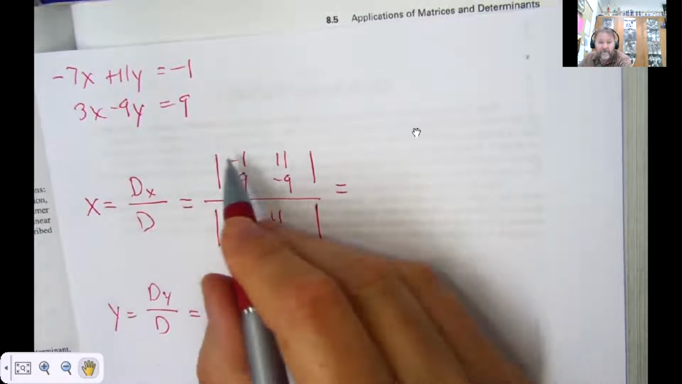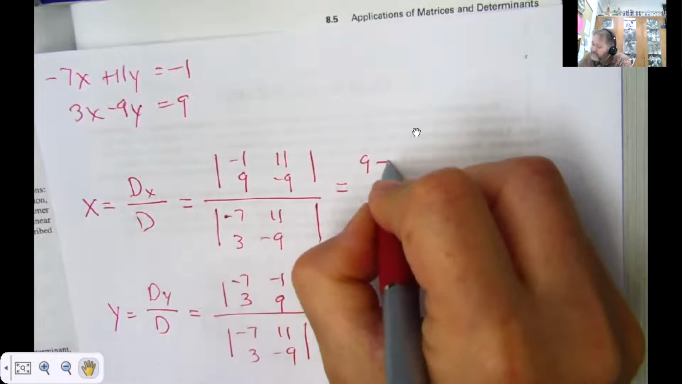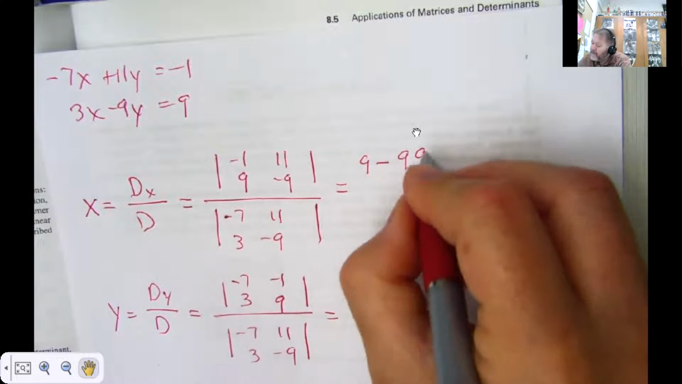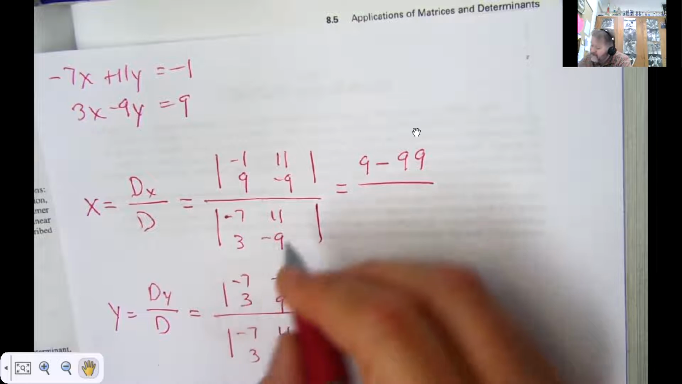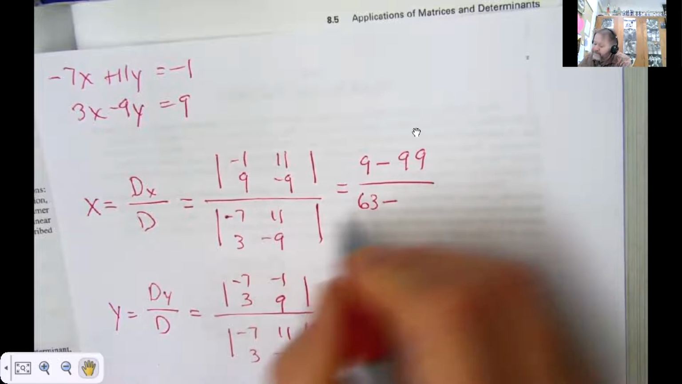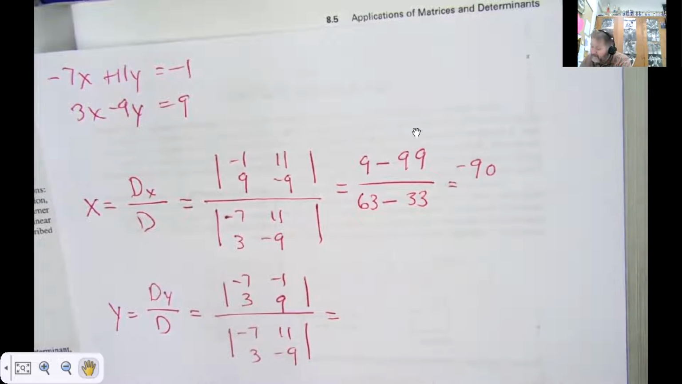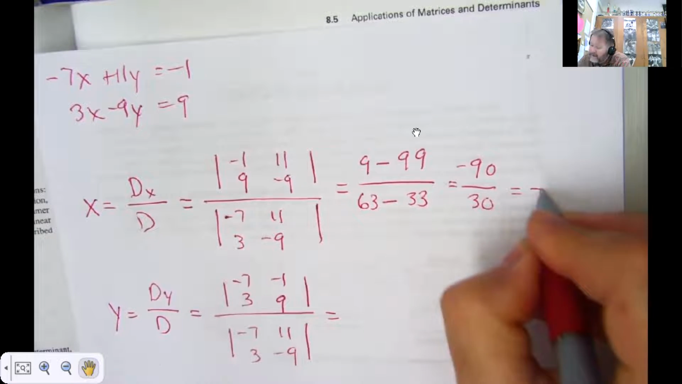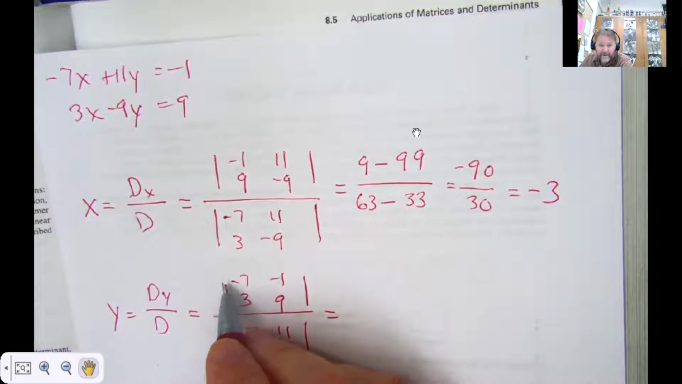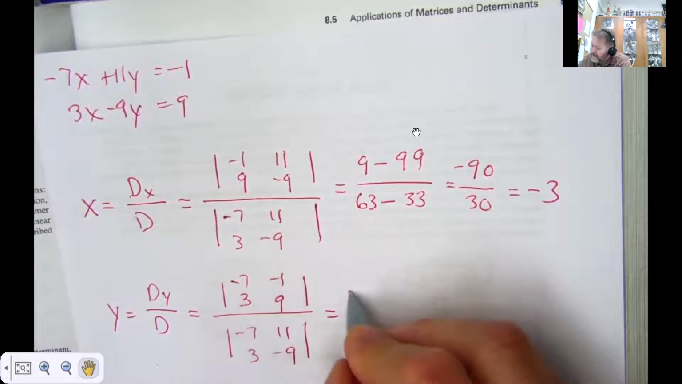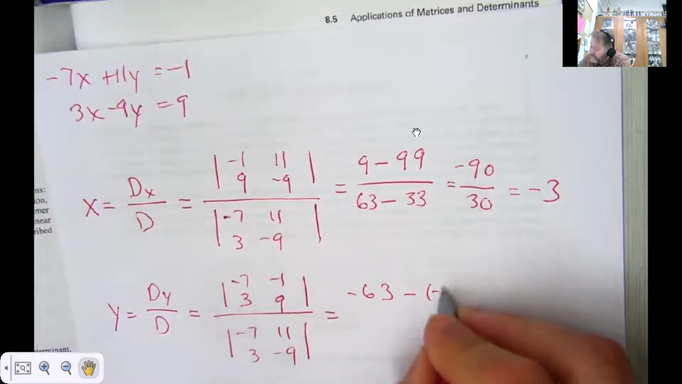Here we go. So we do downhill minus uphill every time. It's going to be negative 1 times negative 9 is 9, minus 9 times 11 is 99, divided by negative 7 times negative 9 is 63, minus 3 times 11 is 33. This is negative 90 all over 30, which is negative 3. And now for y, we're going to do the numerator. It's going to be negative 7 times 9 is negative 63, minus 3 times negative 1 is negative 3.